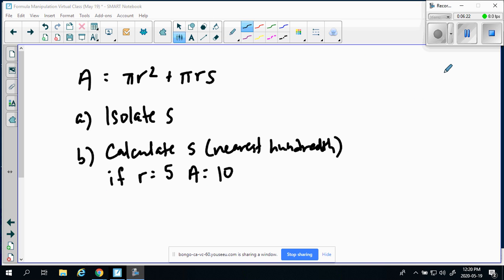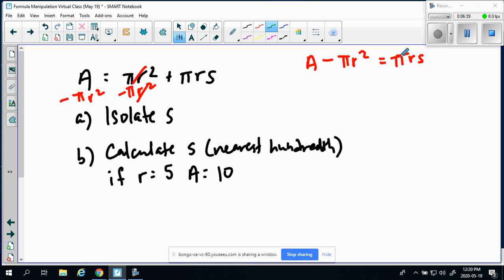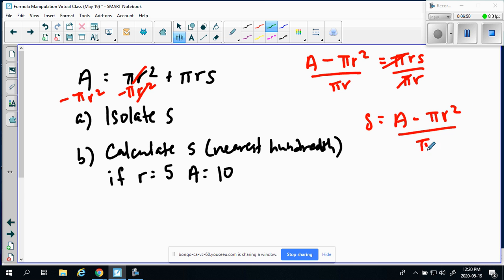So we will do this one where we're isolating for s. So we can subtract this from both sides, try and make that go away. So we have a minus pi r squared is equal to pi r s, and then we can divide both sides by pi r. So s is equal to a minus pi r squared over pi r.